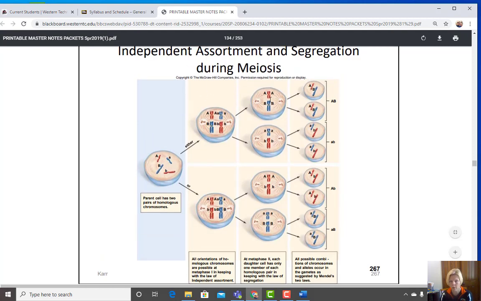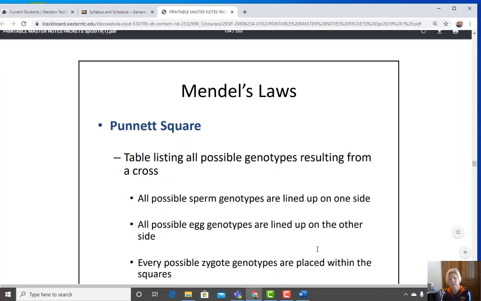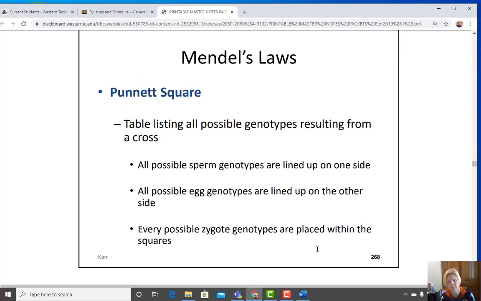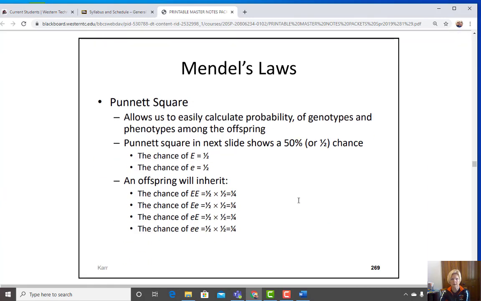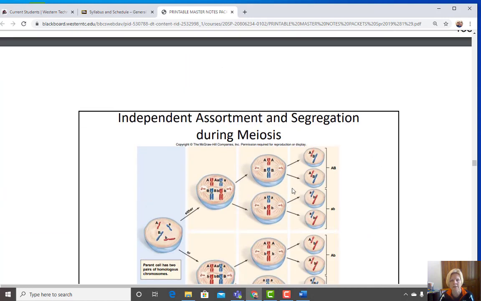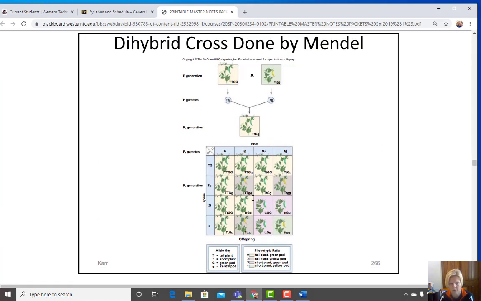So the Punnett Square we talked about is where we take the sperm genotypes, we line them up on one side of the square, and we take the egg genotypes and line them up on the other side of the square, and then we just bring them together. So we just did that here. This is a Punnett Square using a dihybrid cross. Here's the egg possibilities along the side. Here's the sperm possibilities along the side, and then we just crossed. We crossed this egg with this sperm to get this individual, this egg with this sperm to get this individual, and so on and so on.